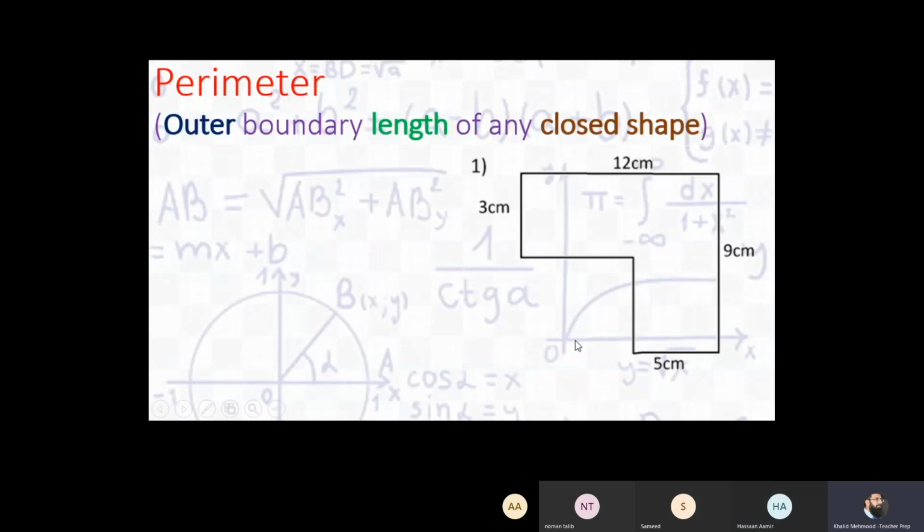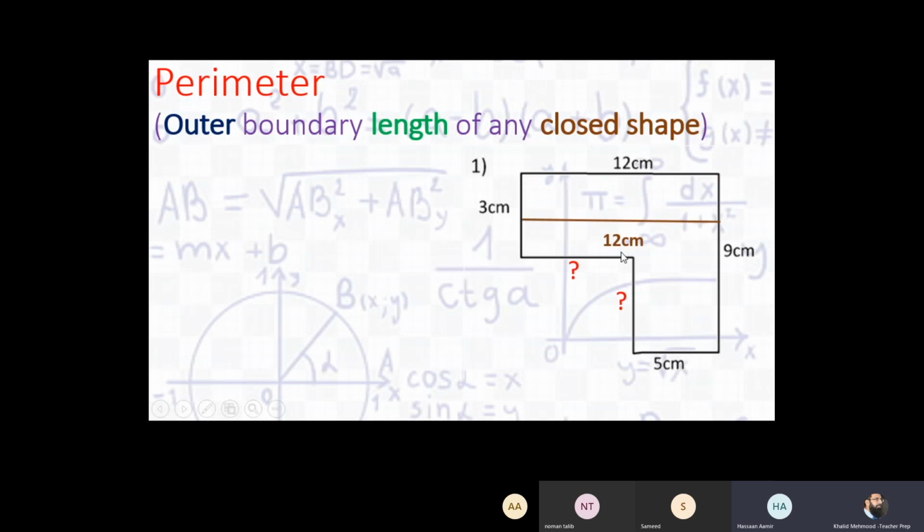Now come to the next one. In this one, you can see a rectangular shape, but this is a combination of two rectangles. So there are some sides missing. You should check that this side is missing and this side is missing. So how will we calculate it? This is a horizontal side, so it will be found with the help of the other horizontal sides. There are two horizontal sides as well. This is the total horizontal side, which is 12 centimeters.